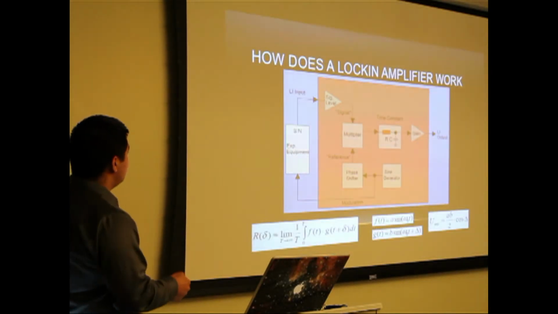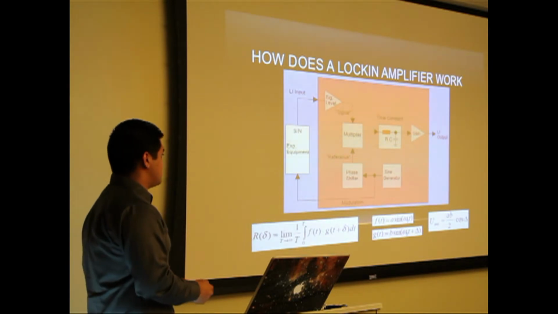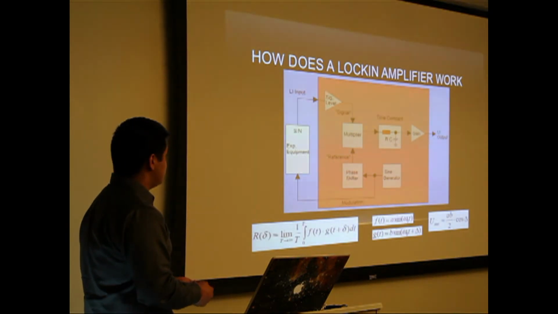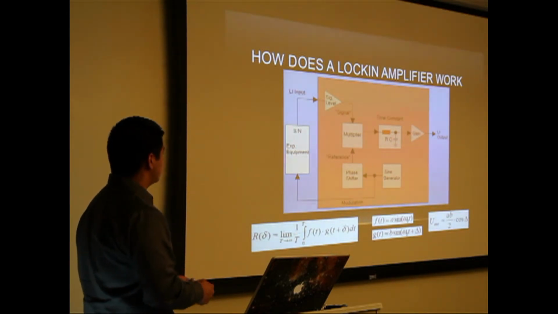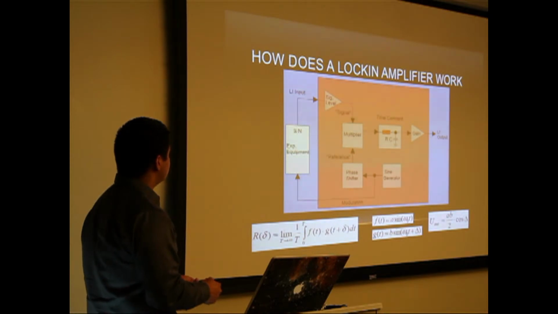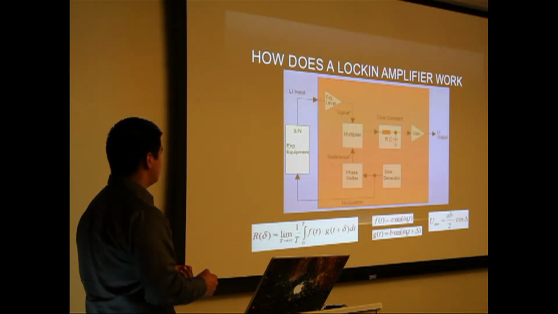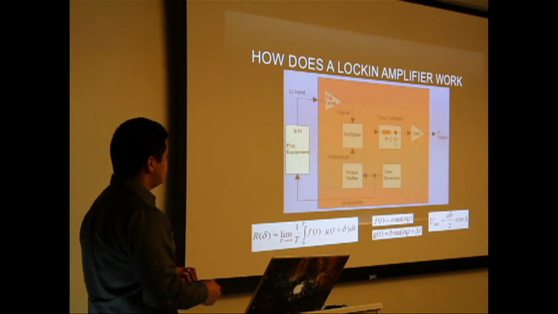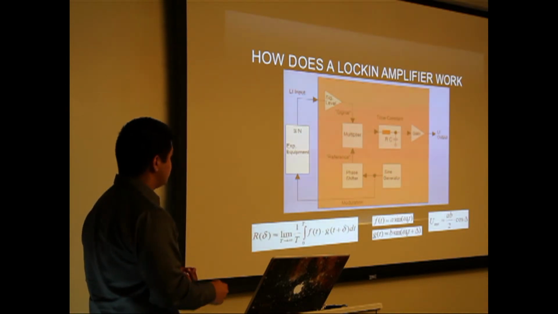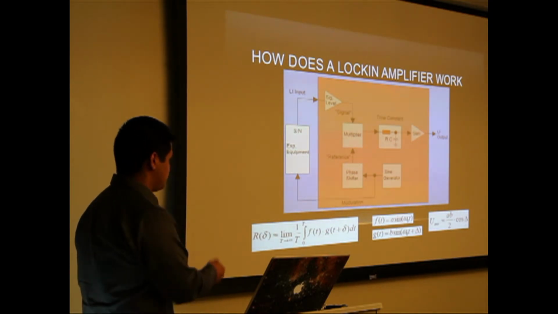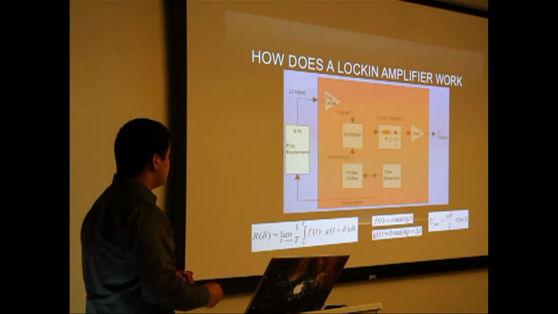So how it works, basically we have this function generator that provides a frequency, which is attached to the reference and is added to this multiplier. Then this frequency is also connected to the mechanical vibrator, which vibrates the sample, and the pickup coil picks up the same frequency, which is sent to the multiplier. Then you do this equation and you get this output right here, and it's proportional to V, which is our input voltage, or our amplitude here.